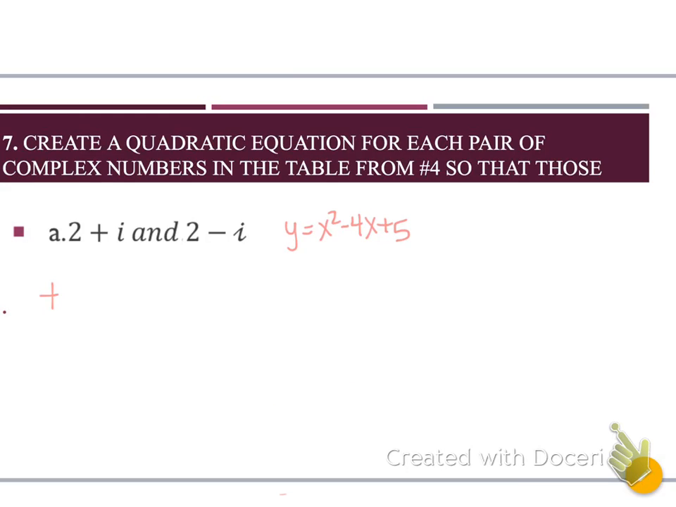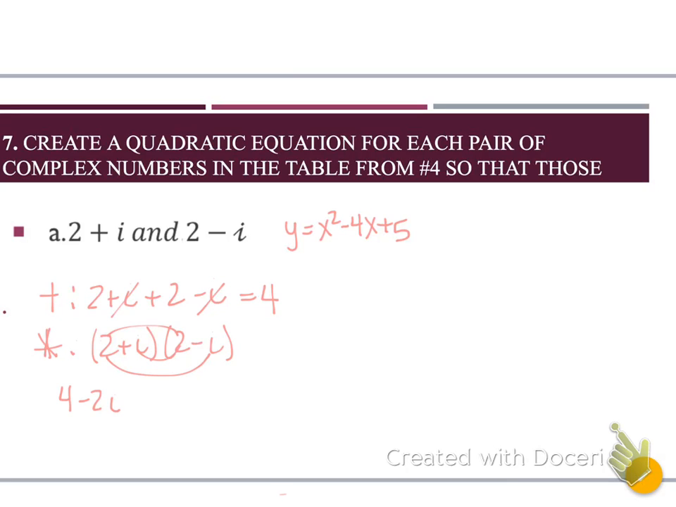Okay, so we can figure out what adds to get you a number and what multiplies. Adding, I take 2 plus i plus 2 minus i. Multiplication, I multiply them, so 2 plus i times 2 minus i. This one's pretty easy. 2 plus 2 gets me 4, and my i's cancel. When I FOIL, I get 2 times 2 is 4, negative 2i, positive 2i, negative i squared. My center cancels. i squared becomes a negative 1, so it just changes to a plus 1, which is 5.